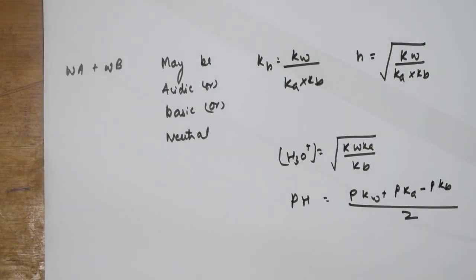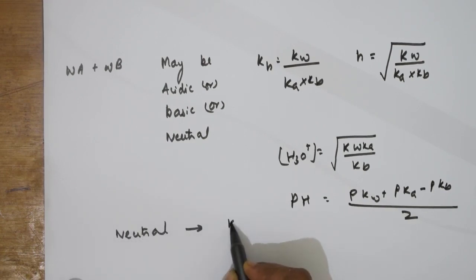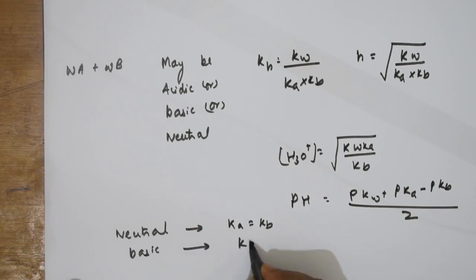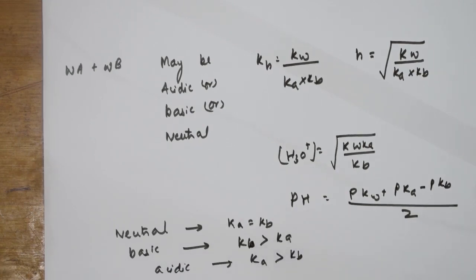This is your concentration. Now salt of weak acid and weak base. We said nature would be neutral, then Ka is equal to Kb. If it is basic, Kb will be greater than Ka. And if it is acidic, the same thing I'm trying to say. In salt of weak acid and weak base, the first important thing: it will be neutral when Ka is equal to Kb. It will be basic when Kb will be greater than Ka. It will be acidic in nature when Ka is greater than Kb. Hope you understood this concept.